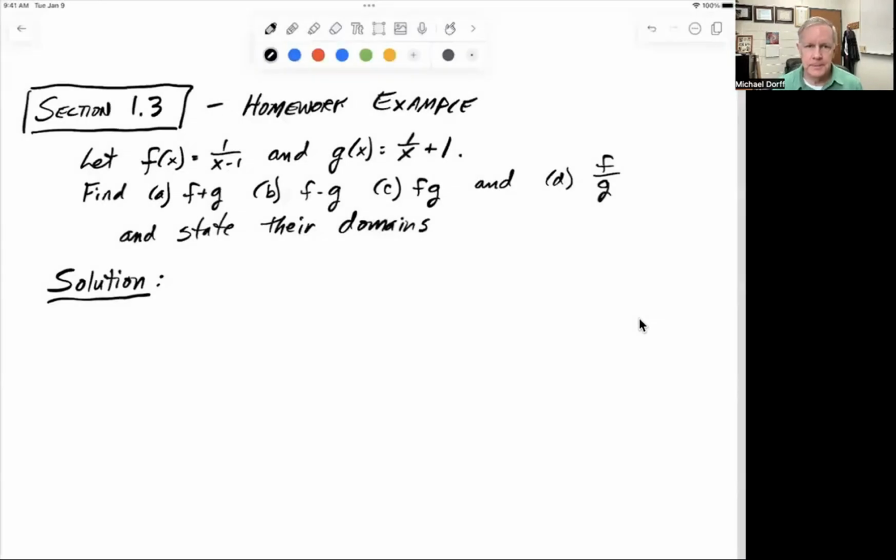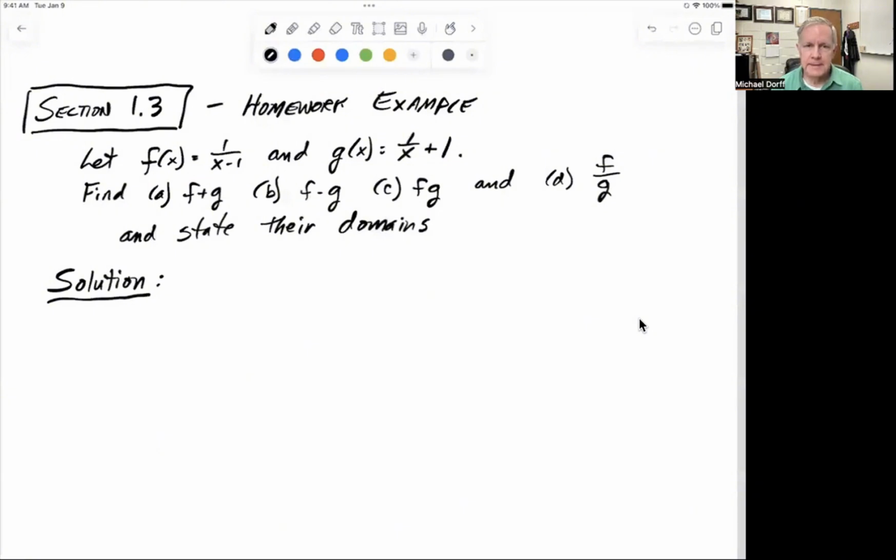Let's look at a homework example from section 1.3. So in this example, we're going to look at combining functions together. So here's the problem. Let f of x equal 1 over the quantity x minus 1 and g of x equal 1 over x plus 1.